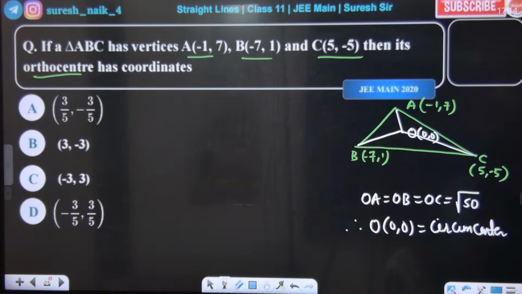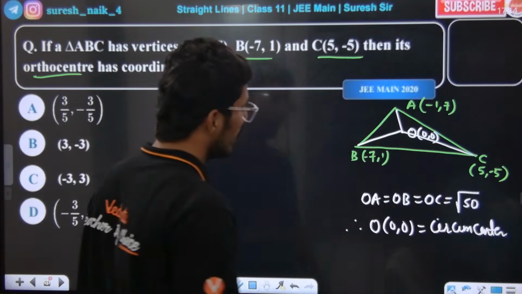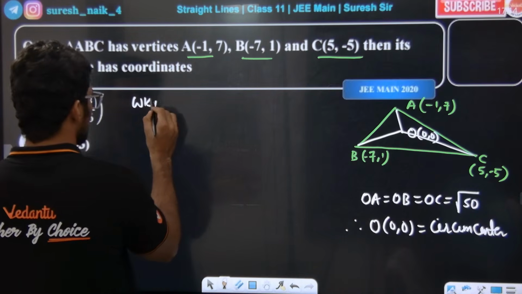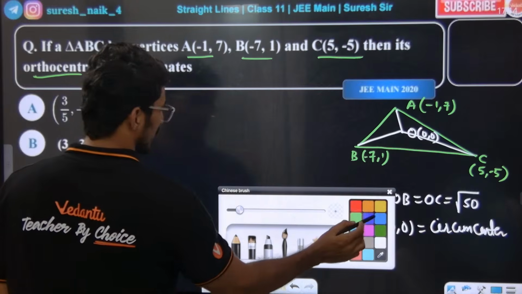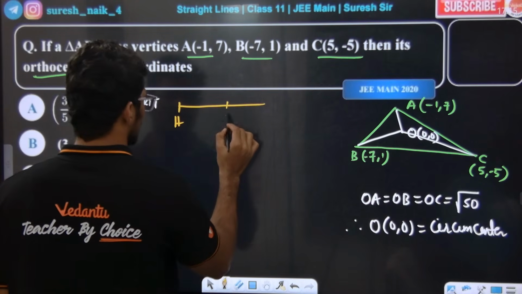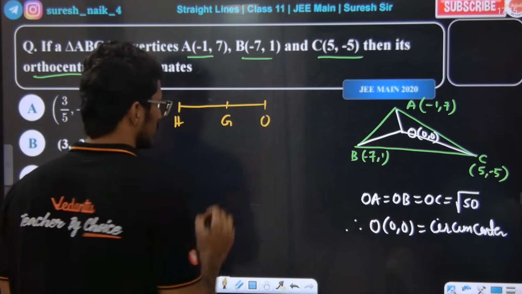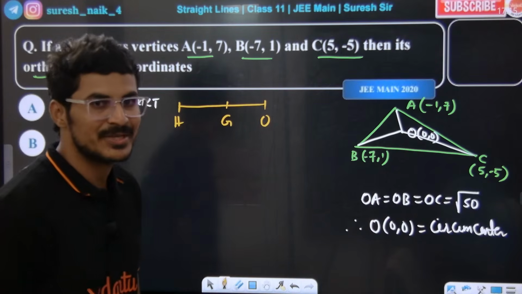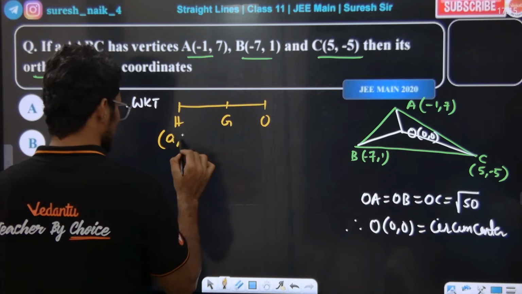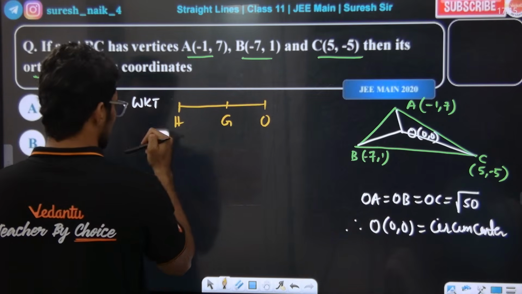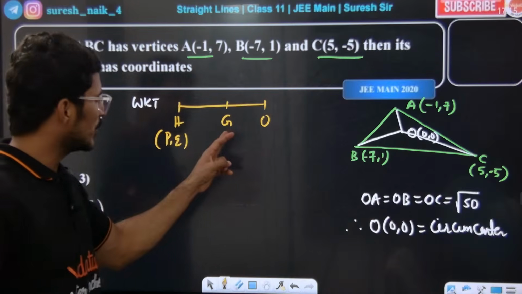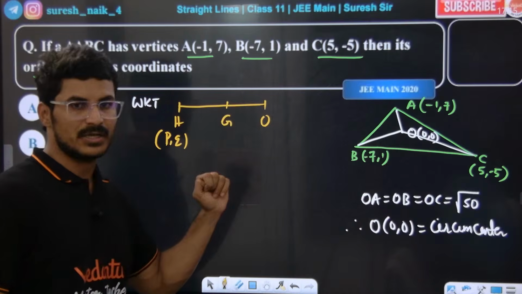Sir, I got the circumcenter, right? We know that. Listen to the class. H means orthocenter. Let's say the orthocenter is (a, b), or let's say (P, Q). Orthocenter, centroid and circumcenter.